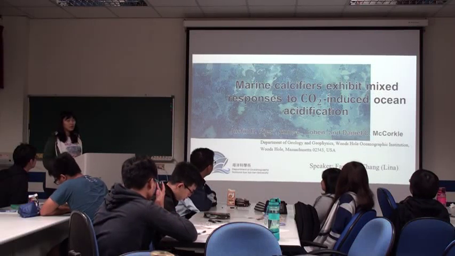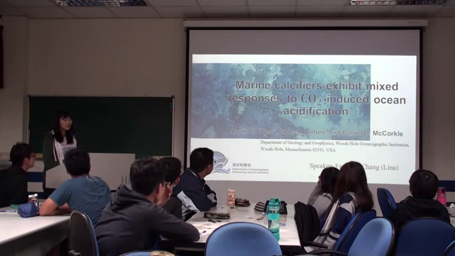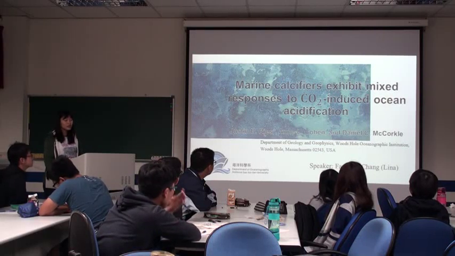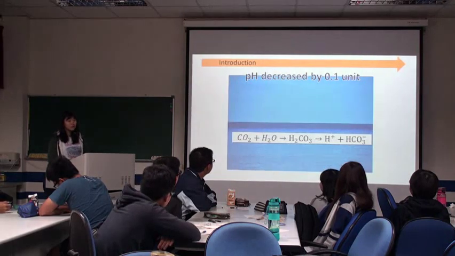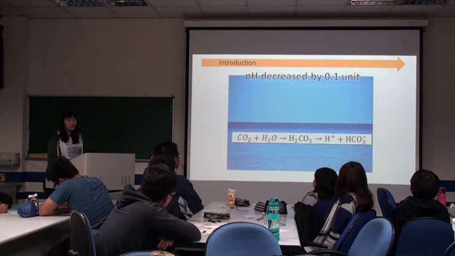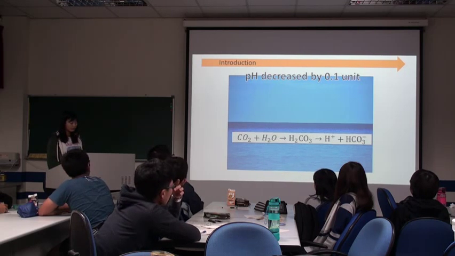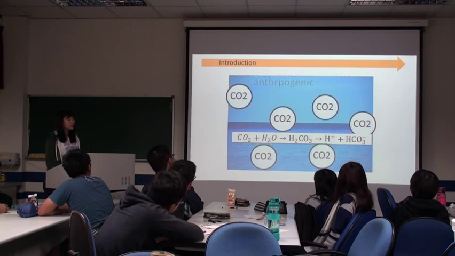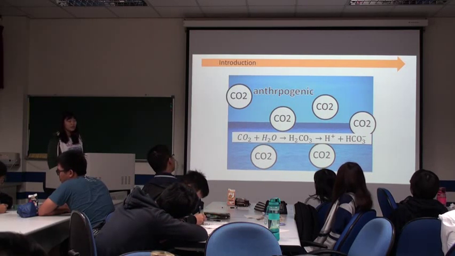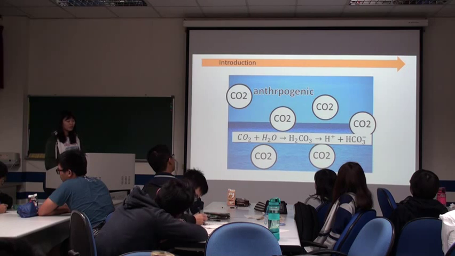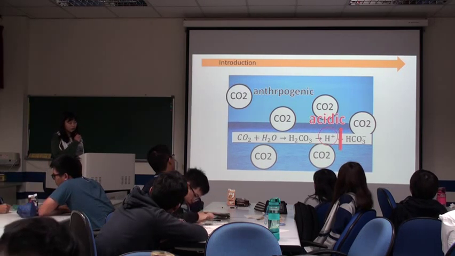Today I will talk about the topic: marine calcifiers exhibiting responses to CO2-induced ocean acidification. The pH of the remote surface ocean has already decreased by 0.1 unit since the Industrial Revolution, with more and more anthropogenic CO2. Anthropogenic CO2 means the CO2 made by people. And more CO2 will make the ocean more acidic.